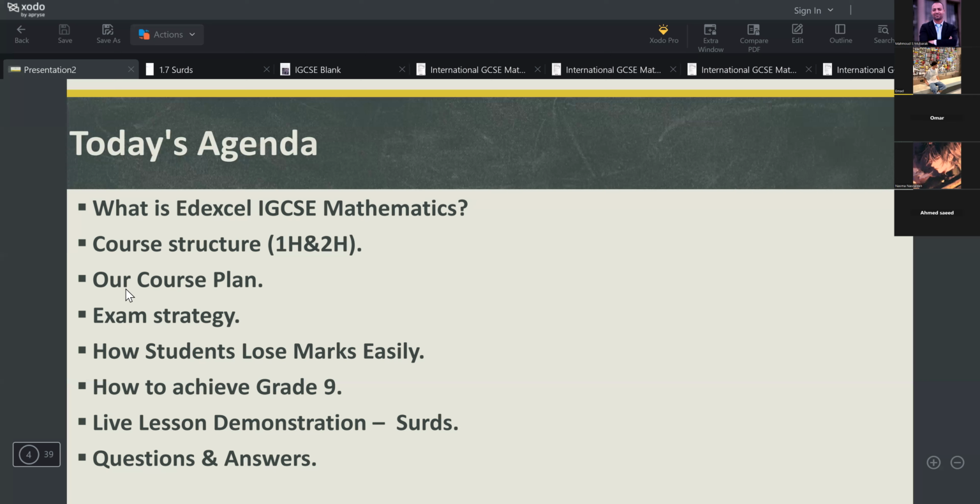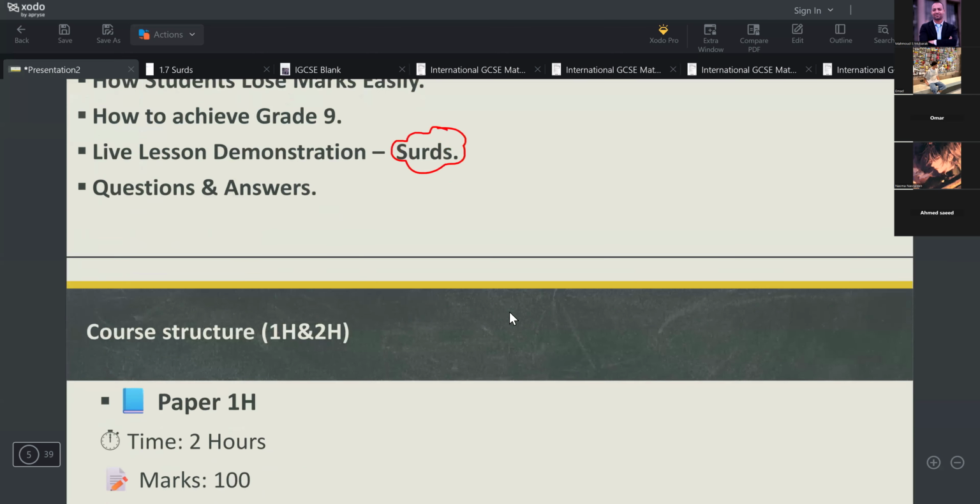Exam strategy: how students lose marks easily. It is a very important unit in our presentation. How to achieve grade 9, not 8. 9 is a star and 8 is a star, but we need 9, 100%. And then I'll explain a live lesson, a lesson in the number unit, an important lesson, plus 10 questions and answers. This is our agenda today.